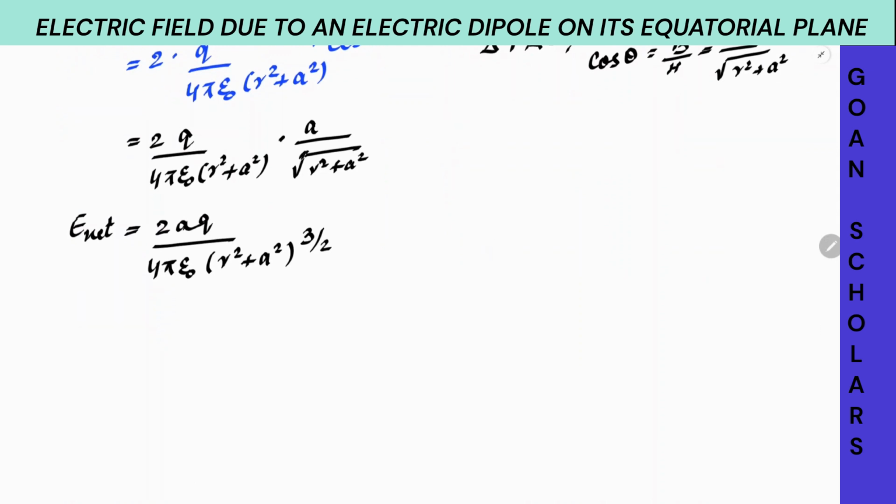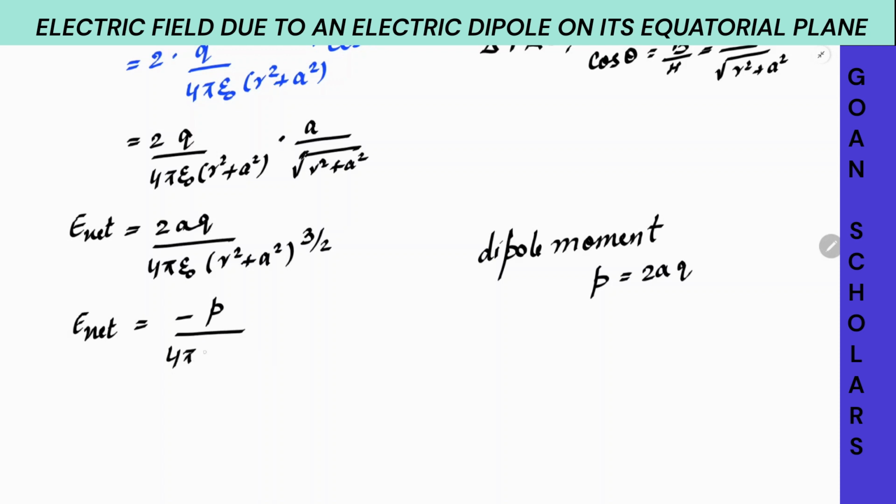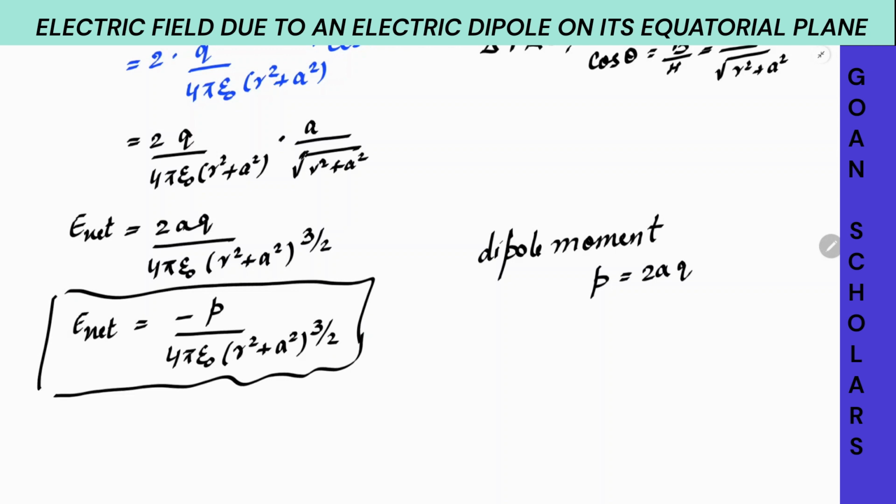And what's the value of dipole moment? So let me write it for you. Dipole moment is given by P, this is a vector, and that is equal to 2 times a into q. 2a is the dipole length and q is the charge. So let me put it here in terms of dipole moment. So this will be 2aq, we will make it as minus P. Why minus, sir? Because the direction of electric field, as I have shown you, is opposite to the direction of dipole moment. So a negative sign arises. Upon 4 pi epsilon naught, r square plus a square whole power 3 by 2. This is our net electric field on the equatorial plane due to an electric dipole.